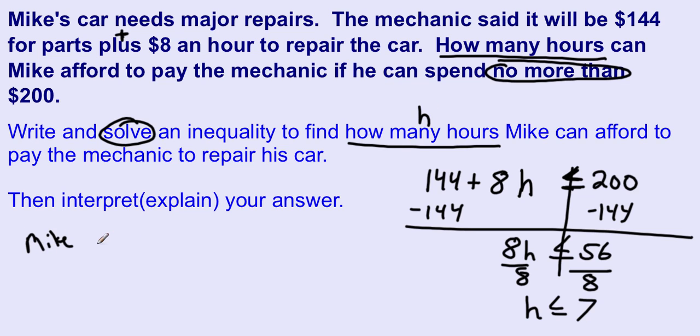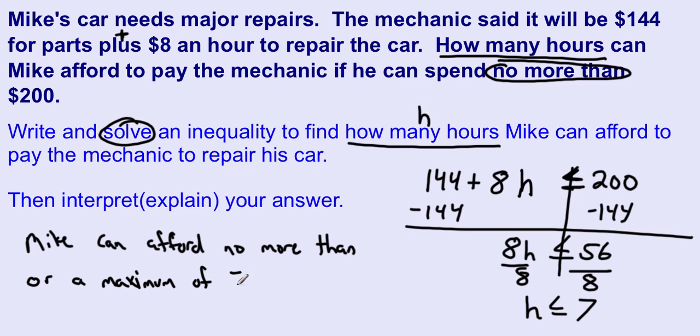So Mike can afford no more than, or you could say a maximum of 7 hours of repairs. There are some repairs out there for a car that can take even more than that if it's pretty significant. What we're saying here is, based on Mike's budget, he can afford no more than 7 hours of repairs. 7 was our answer. It can be less than 7 or it can be equal to 7, but it can't be any more than that.